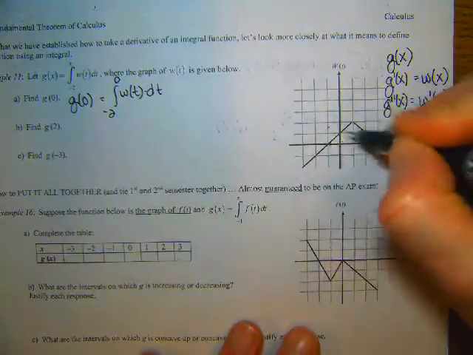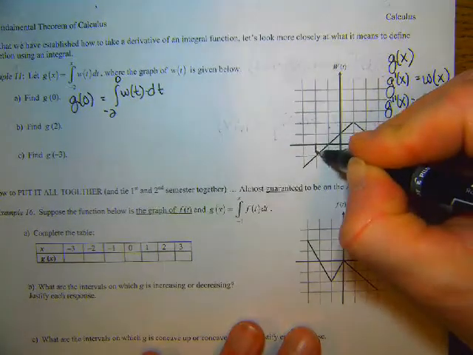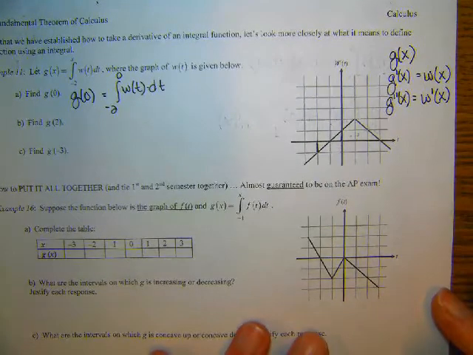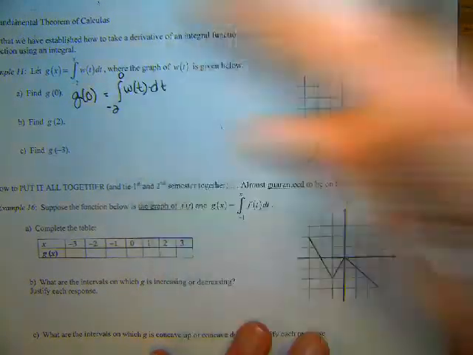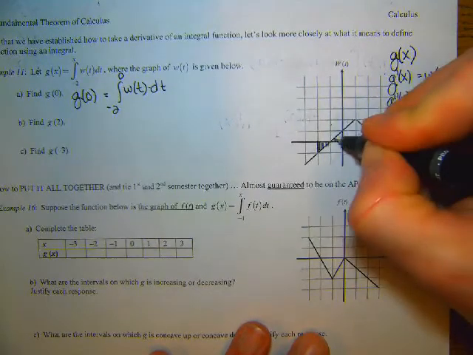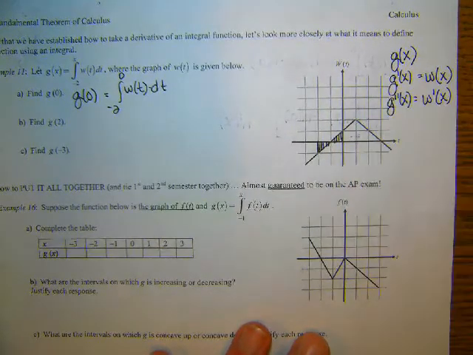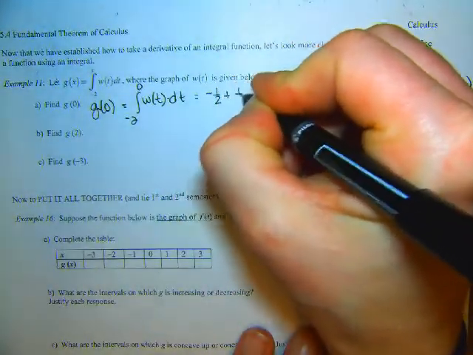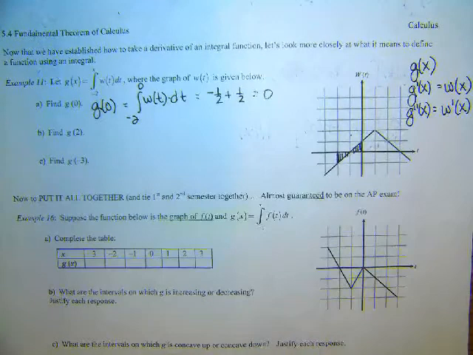So I want to go -2, -2's right here, to 0. Ooh, what happens? -2 to 0. Isn't this -1/2? Isn't this +1/2? -1/2 plus +1/2 is 0. Cool.